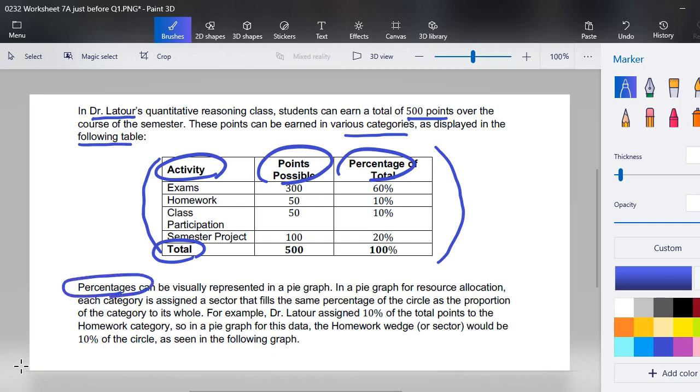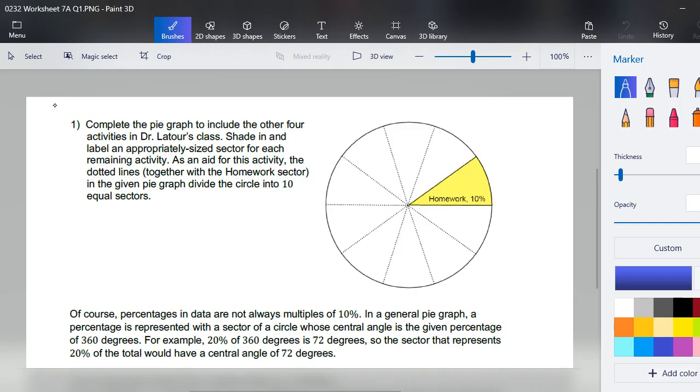Percentages can be visually represented in a pie graph. It is used for resource allocation, and each category has a sector, and that fills the circle as a proportion. For example, Dr. Latour assigned 10% to be homework. And so a homework wedge or sector would have to be shown as 10% of the circle as seen on the following graph.